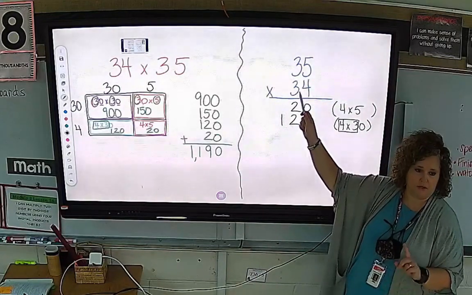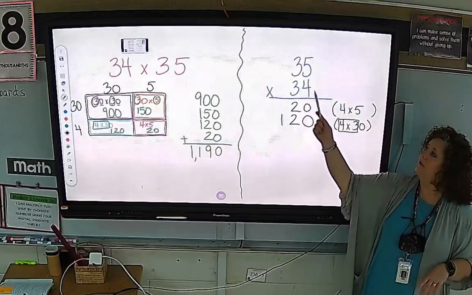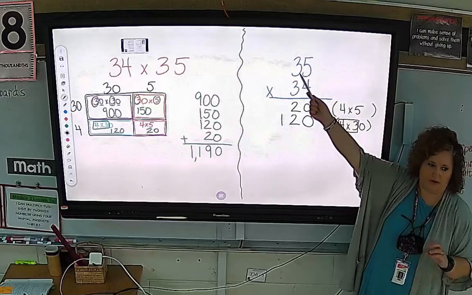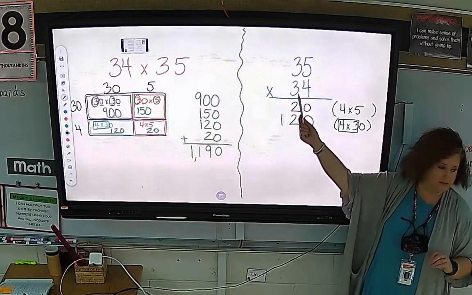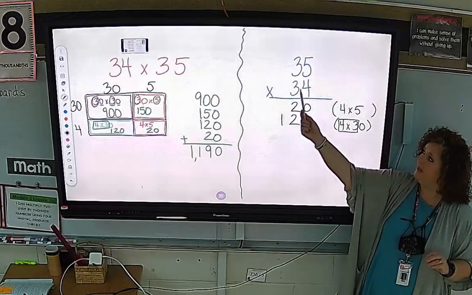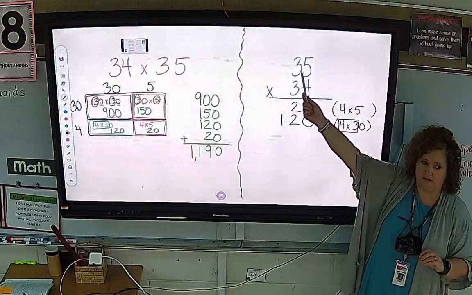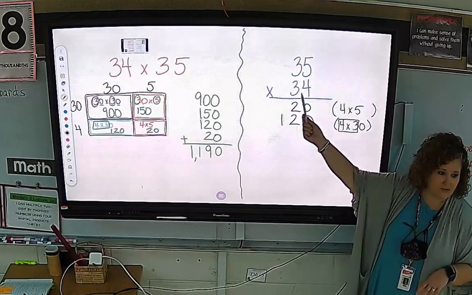Now it's the 3's turn. Okay, this is where it's different. Before, we didn't have another digit. Now we go to the next digit on the bottom. The 3 is going to go to the 1's place up here, and then the 3 is going to go to the 10's place. Okay, so we're going to have 30. Remember that 3 is actually a 30.